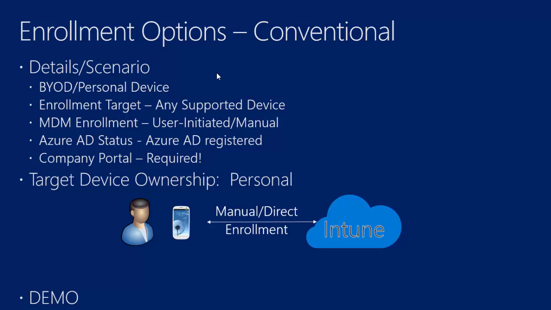Whenever you go through this process and then you look at the device in Azure AD, it will be Azure AD registered, right? This type of device in Intune will show up as a personally owned device. Makes sense. It's a BYOD type of scenario. So you would expect that, right?